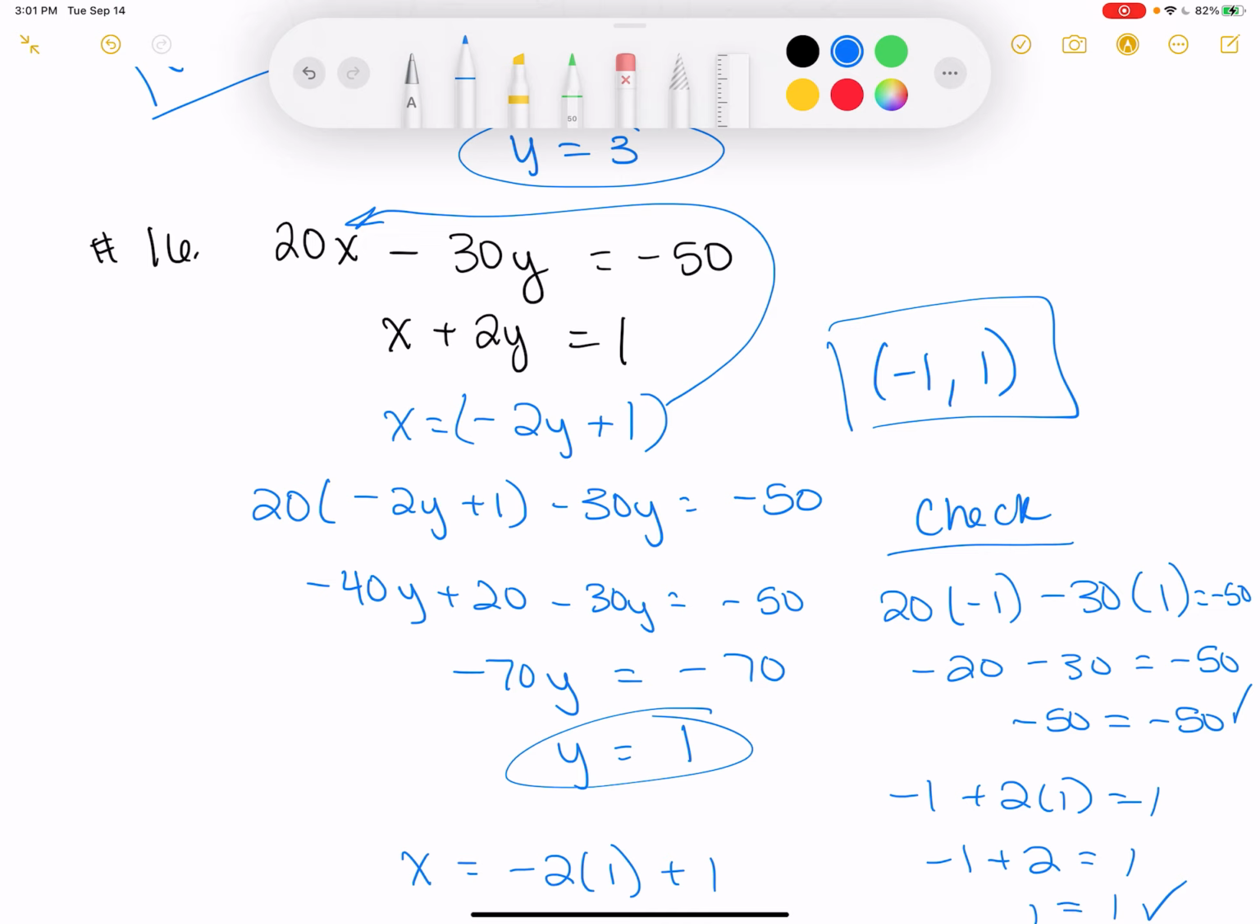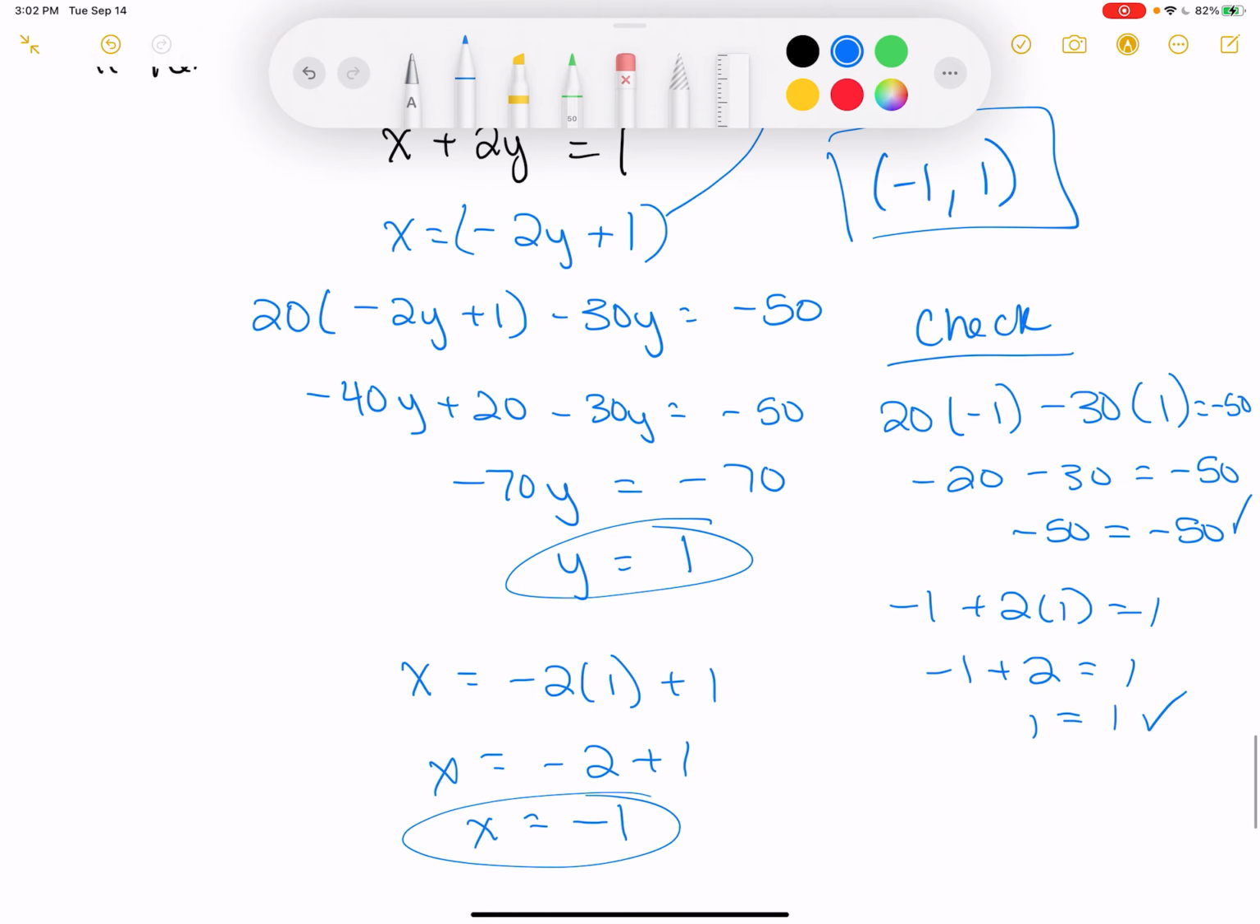So I got x is equal to negative 2y plus 1. I plugged that into x in the top equation. So 20 times negative 2y plus 1 minus 30y is equal to negative 50. I need to distribute that 20 through, so it gives me negative 40y plus 20 minus 30y is equal to negative 50. Combine like terms, and I went ahead and moved the 20 over all in the same step. So I get negative 70y is equal to negative 70. Then dividing by negative 70, y is equal to 1.